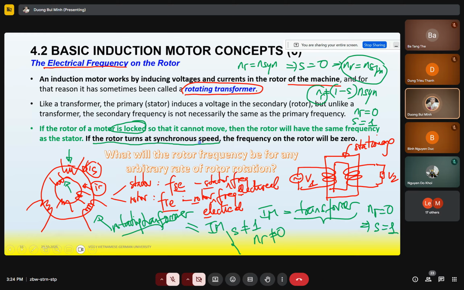So we just have two cases. The induction motor operates as a transformer when n_r is 0 and s is 1. If we have rotation of the rotor, the IM becomes a rotating transformer with n_r different from 0 and s different from 1. Any questions so far?